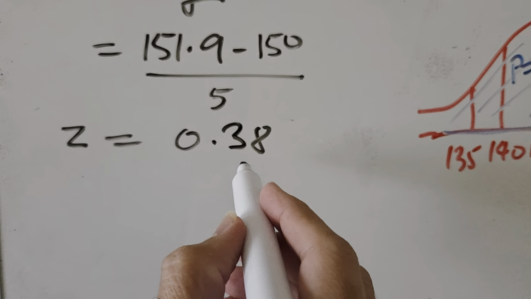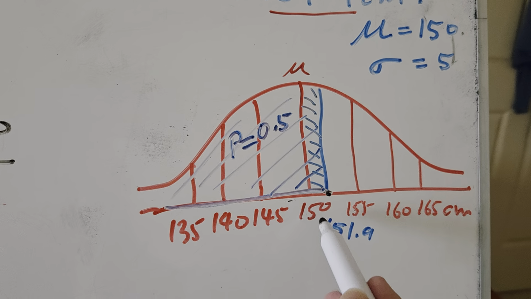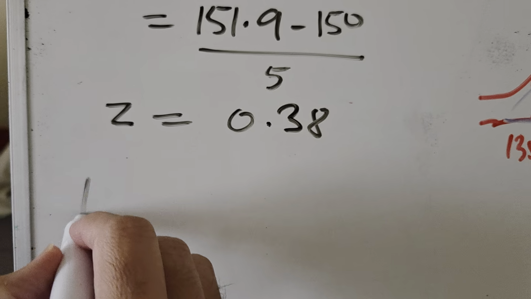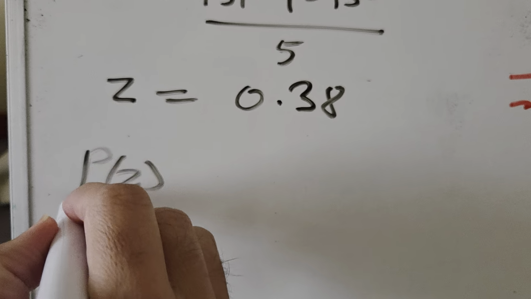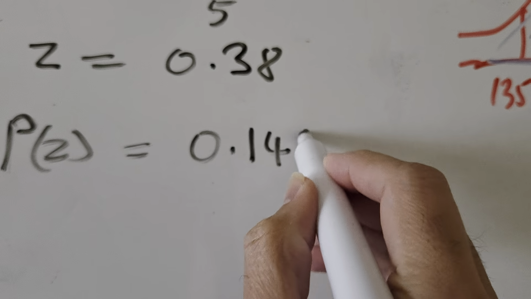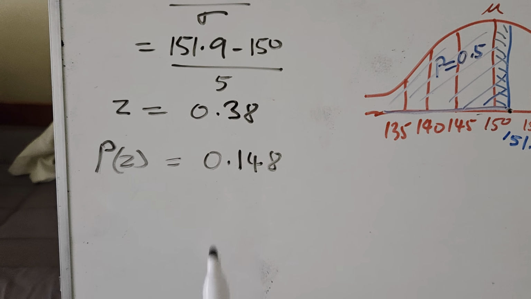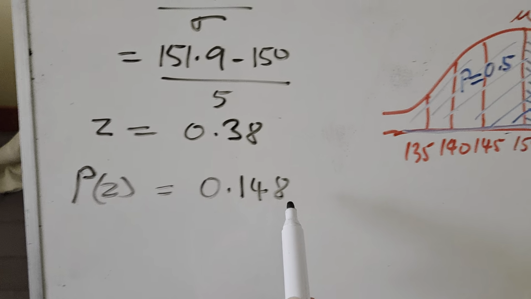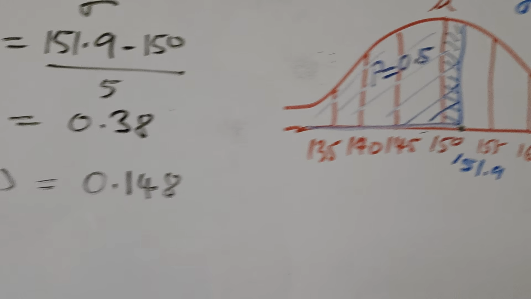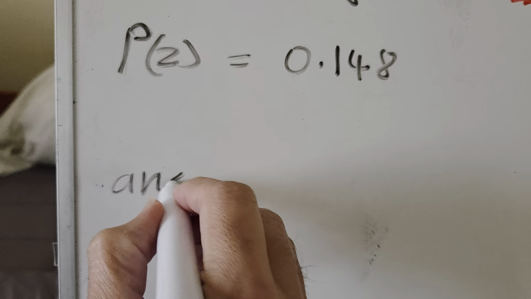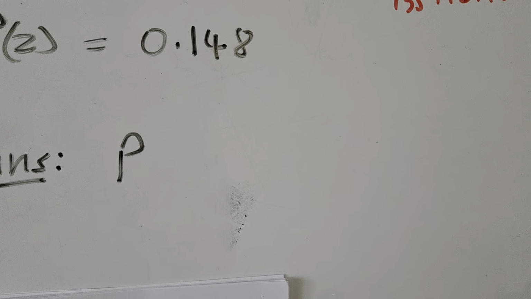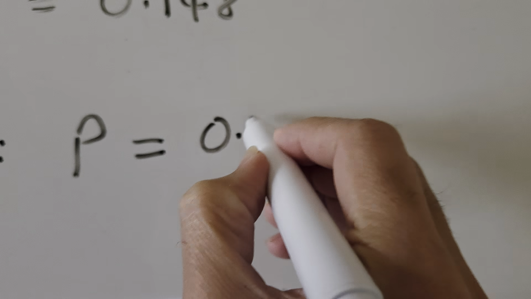So the Z value is that for that region over there, from mean to 151.9. The probability of this z value is equal to 0.148. Now don't leave your answer like that, because 0.148 is the probability of just that region. We need to add 0.5. So our final answer over here is the probability that the question is asking for is equal to 0.5.